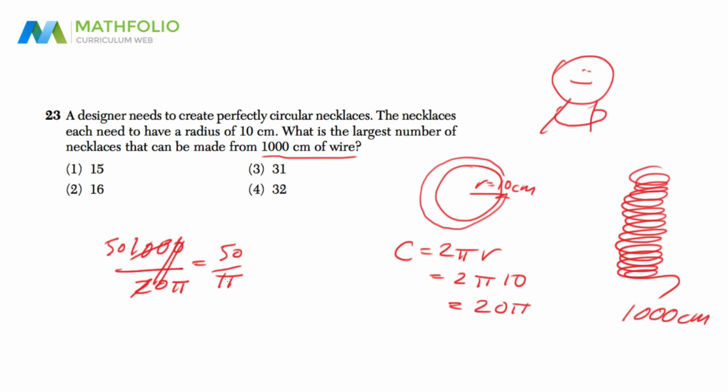So let's give that a shot. 50 divided by pi, and I get an answer of 15.9. Now, you can't really make 0.9 of a necklace. So we go back to the question. It says, what is the largest number of necklaces? Well, think about it. Could she make 16? Well, she can't, because she's only got enough for 15.9. So therefore, if you can't make 0.9 necklaces, the only thing you can do is make the 15. So that would be our answer.